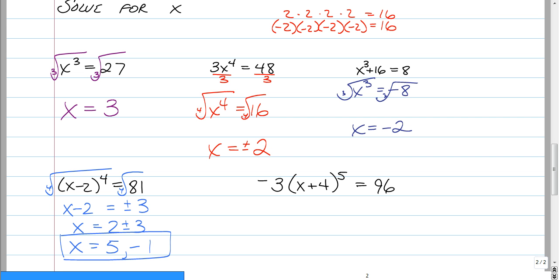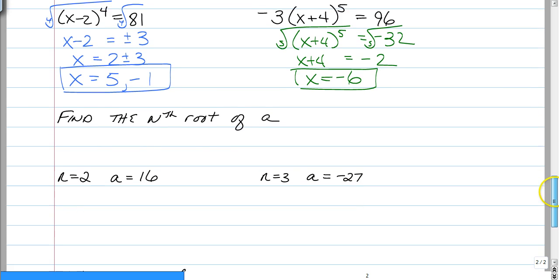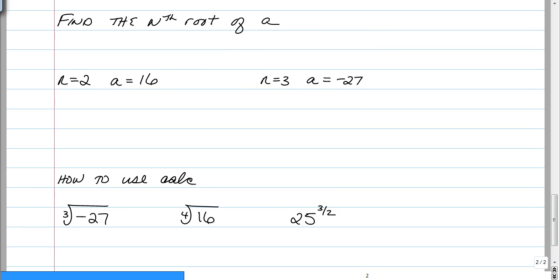And the final example for the solving portion. First thing you need to do is divide both sides by a negative 3. So that's going to give you x plus 4 to the 5th power is equal to a negative 32. Take the 5th root of both sides, and you get x plus 4 is equal to a negative 2. There's no plus or minus with odd roots. So you just subtract 4, and you get x is equal to a negative 6, and you are good to go. So that is solving. All you have to do is what you did back in the day with square roots. Now you just have to be able to apply any other root.